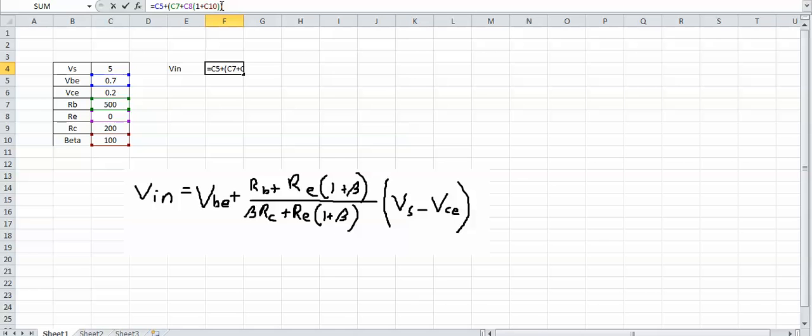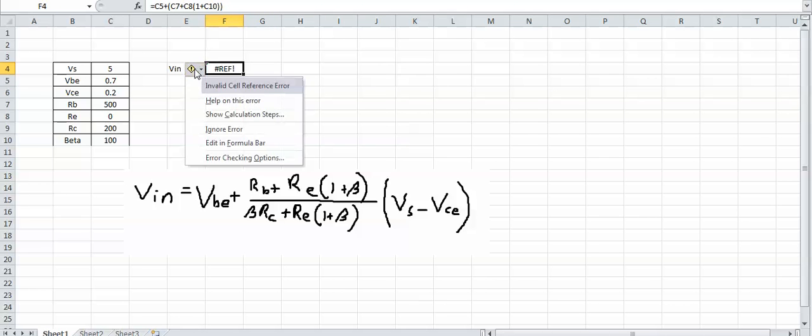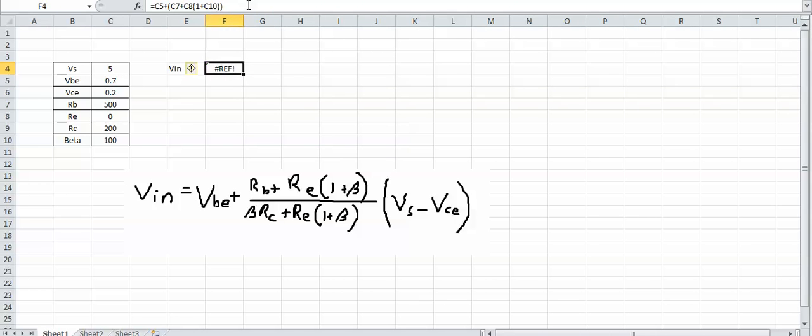I don't think it likes something from that. C5, C7, C8, C10. I forgot the multiplication. All right. Excel lessons for us all.